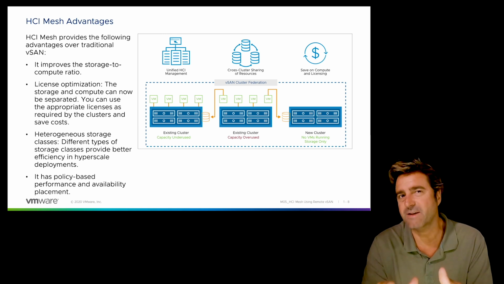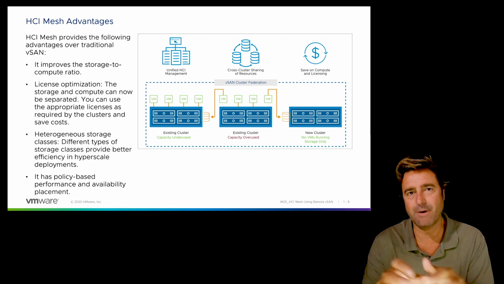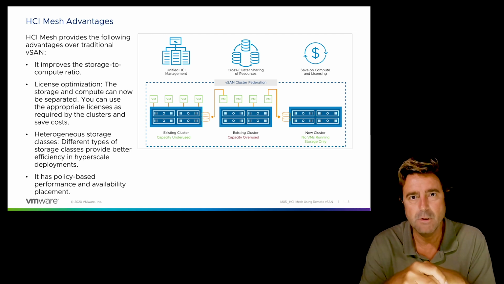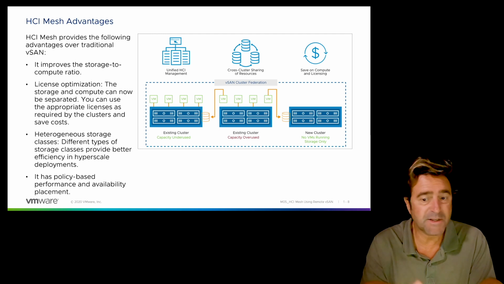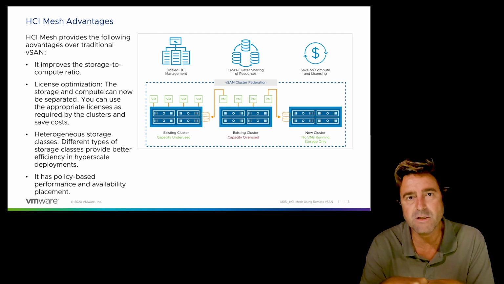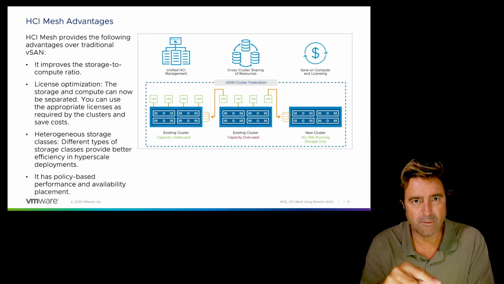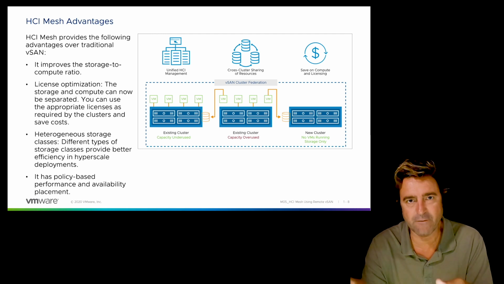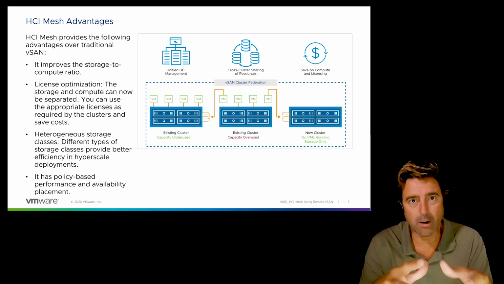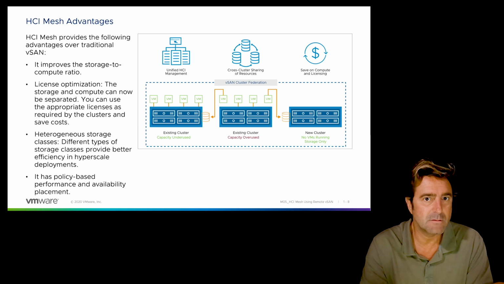One of the cool things about this feature, and I love that, is that I could have two clusters, for example. Maybe one is using NVMe devices, and another one is using SSD devices. Can I mount the vSAN data store belonging to the other cluster if the disks are different? The answer is yes.